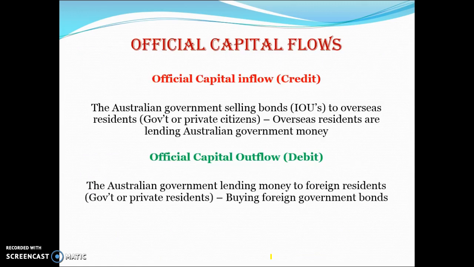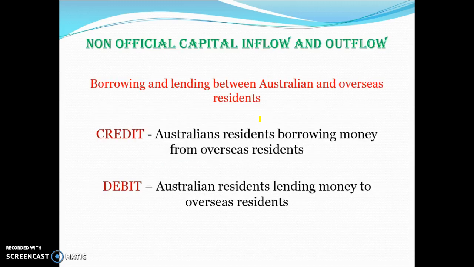So official capital inflow is a credit, and that's when the Australian government borrows money from overseas. They generally do this by selling bonds to overseas entities, and in effect the overseas residents are lending the Australian government money. The opposite of capital inflow is capital outflow, which would be when the Australian government buys a bond and lends money to countries overseas. Non-official borrowing is exactly the same, but it's borrowing and lending between Australians and overseas residents.